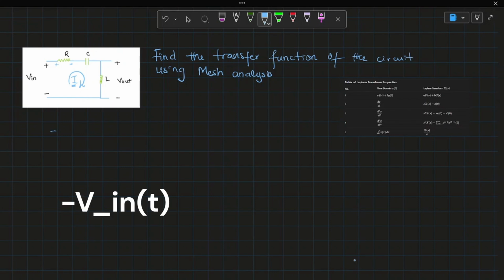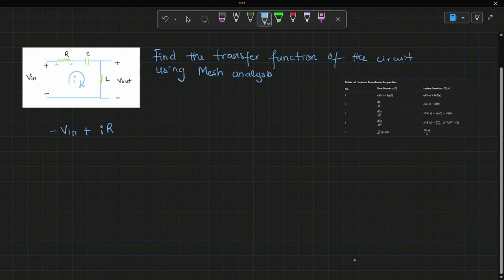So it's going to be minus V in, starting from here, plus, because current drops across the resistor. The voltage across the resistor is iR. Sorry, let me change to a small letter i. Plus the voltage across a capacitor, which is 1 over C integral of i dt, plus the voltage across an inductor, which is L di over dt.